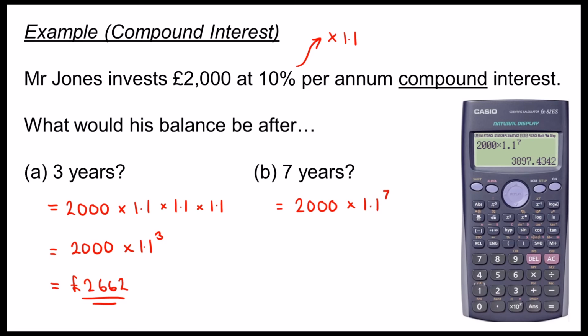This time I'm going to have to round my answer. Because I know money goes into pence, I can do this to 2 decimal places, so that would give me an answer of £3,897.43.